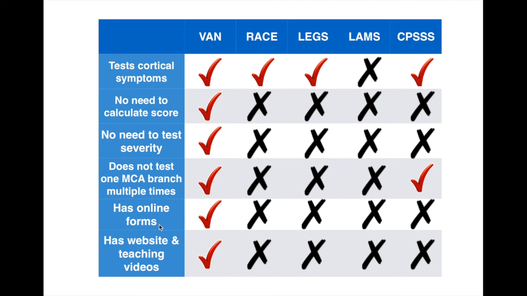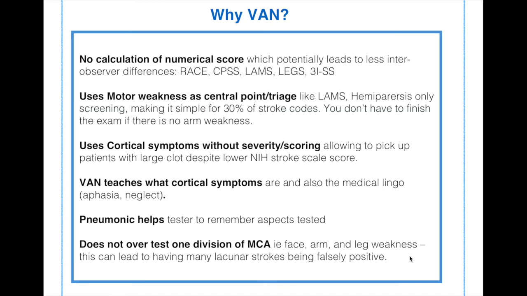Has online forms. We do. You can download our forms. Has website and teaching videos. None for the others. So why VAN? We just went over this. No calculation of numerical score. Uses motor weakness as central point to triage. Uses cortical symptoms without severity and scoring, which actually allows for better inter-observer reliability.